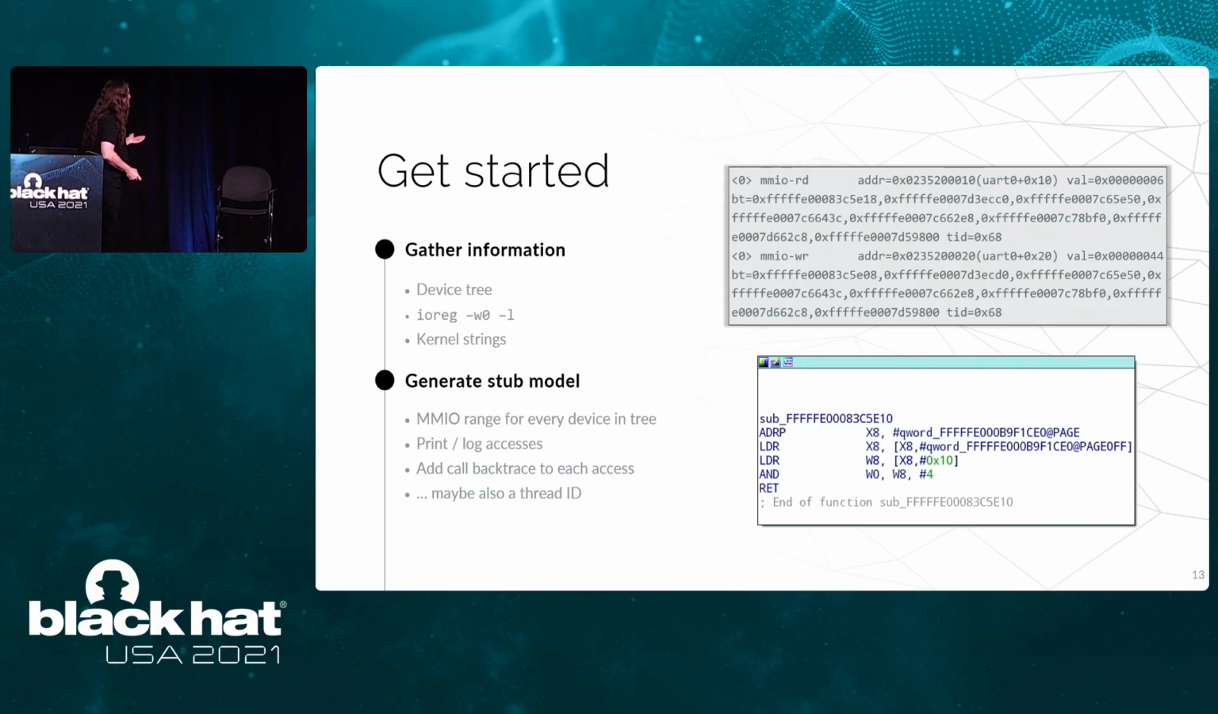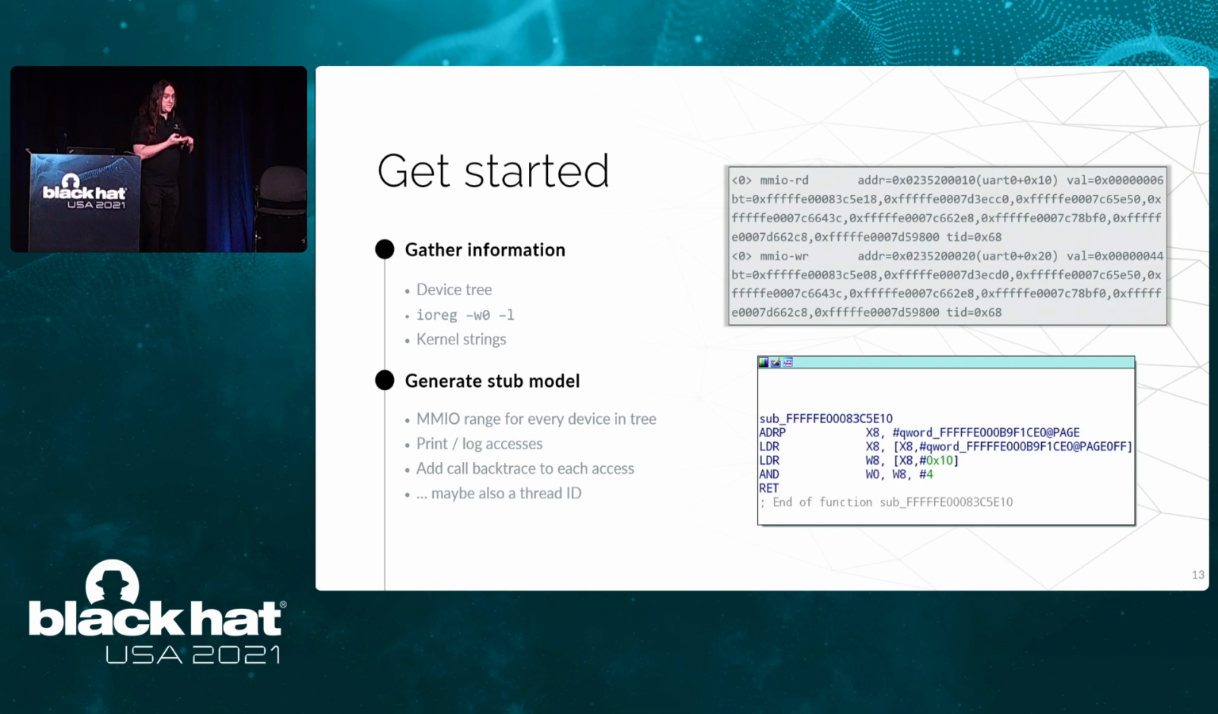So, we take this and we basically build this stub model. The essence of the stub model is to cover every memory range that the device tree describes, and have something in it that will just log an access. And this sounds obvious, but there's something that you really want to do when you do that.